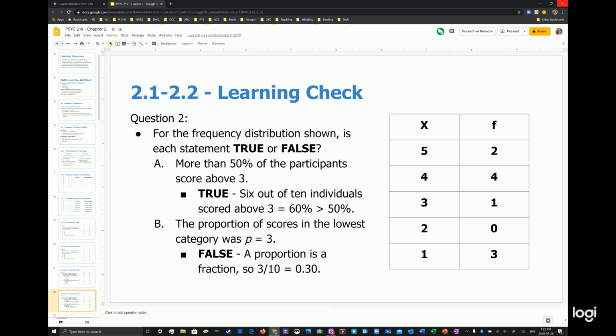For B, the proportion itself can never be larger than 1. And again, it can be no less than 0 either. So the proportion would be a fraction. In this case, it would be 3 over 10 or 0.3.